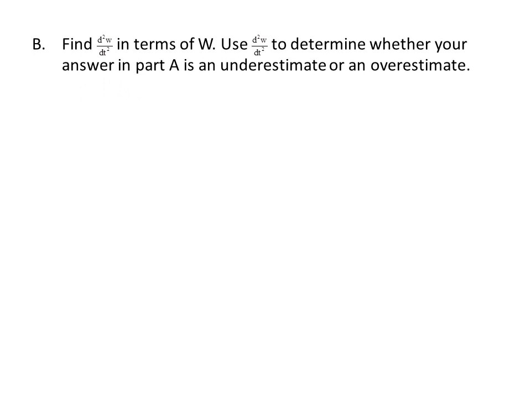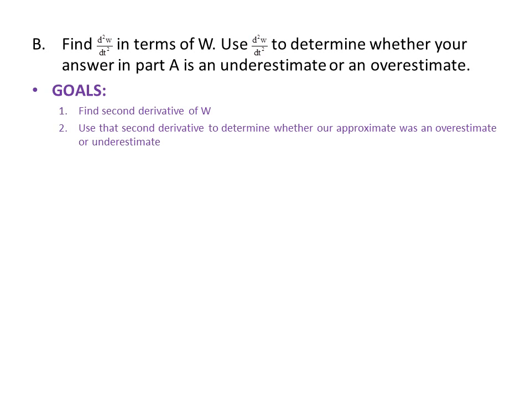Now let's look at part B. It asks us to find the second derivative in terms of W, and once we find the second derivative, we need to determine whether our answer in part A is an underestimate or an overestimate. As the problem asks, there are two goals. The first is to find the second derivative, and secondly, once we find it, we need to determine whether our approximation was an underestimate or an overestimate.